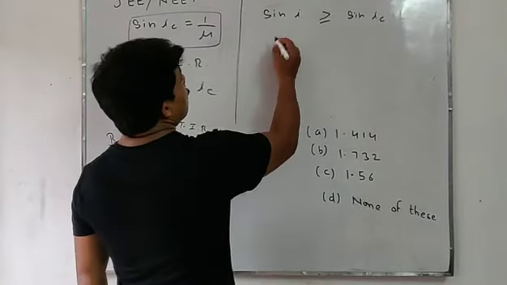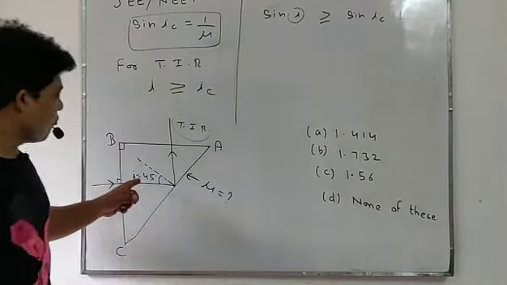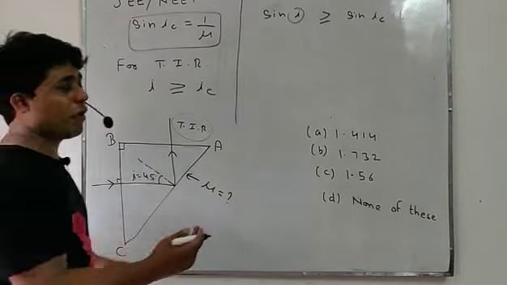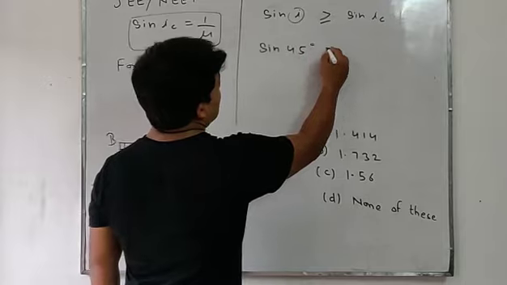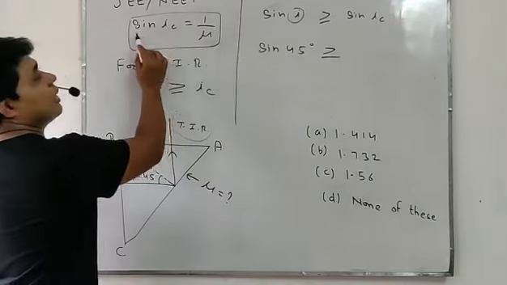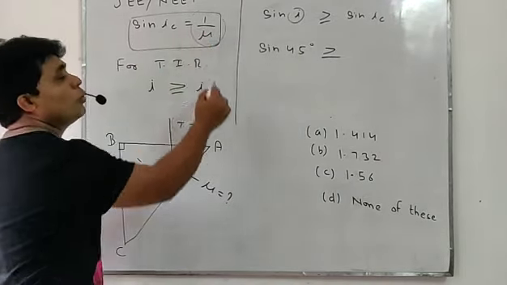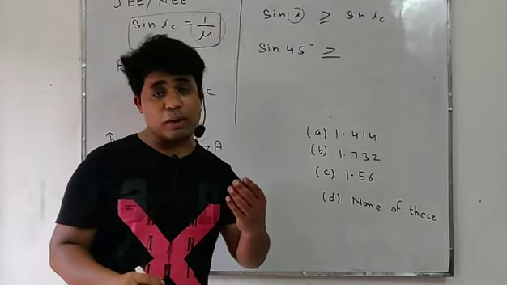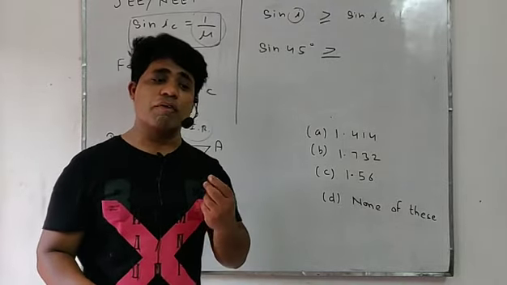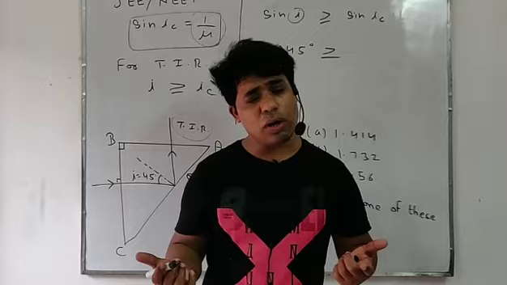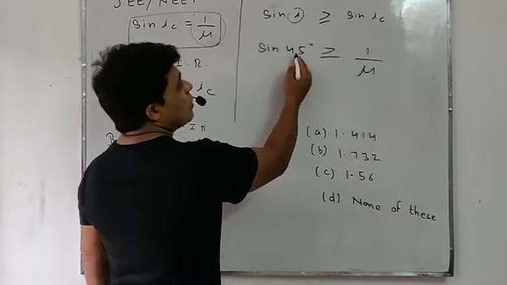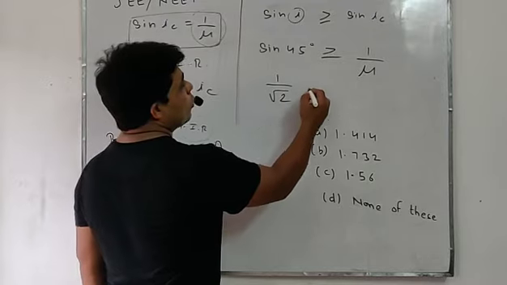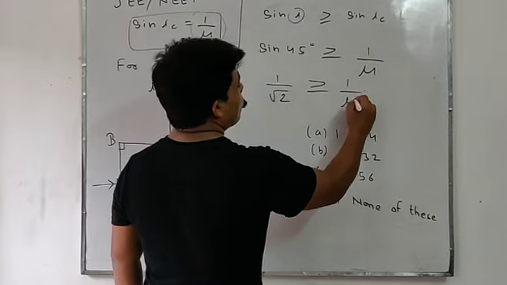Now students, we know what I is. The incident angle in this prism is given as 45 degrees. Here I am going to put the value of 45 degrees, and sine IC, the condition of TIR, is 1 upon mu. Instead of mu we can take n also, as the refractive index can be represented by mu or n. Sine 45 is 1 by root 2, so 1 by root 2 is greater than or equal to 1 upon mu.